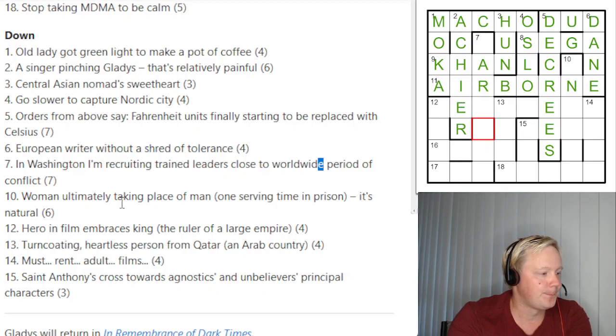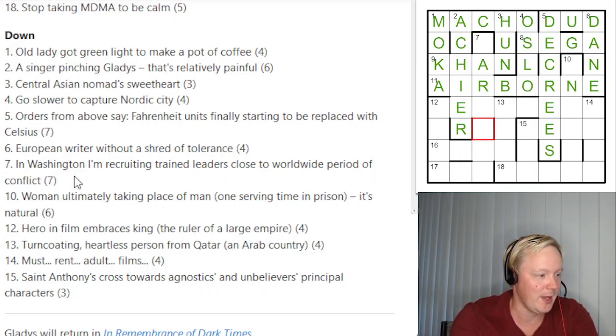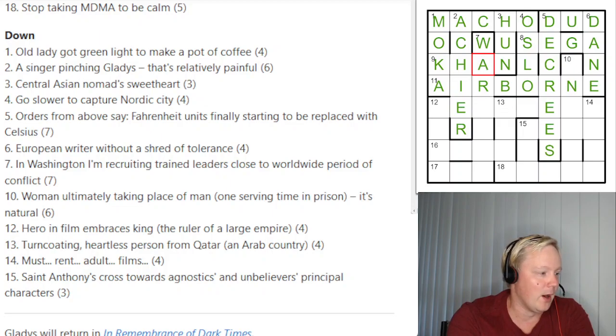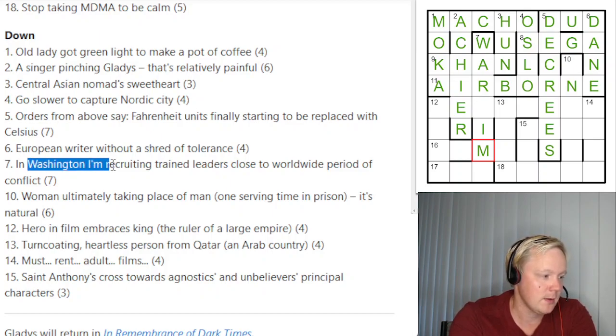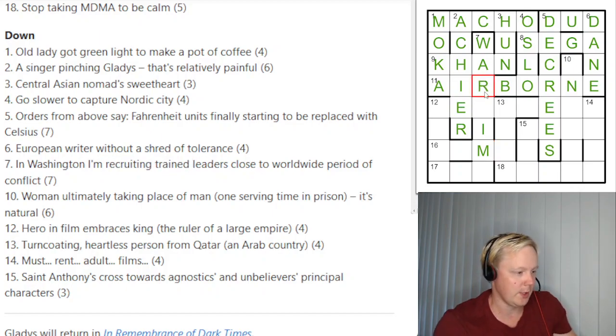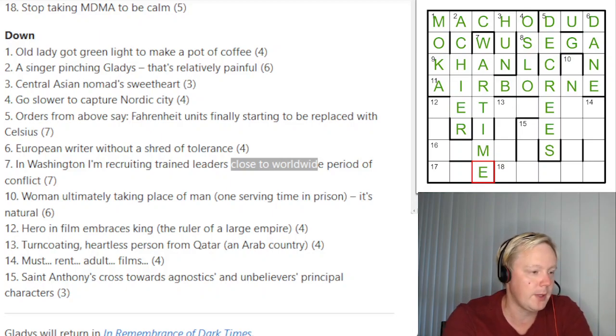Well, if you are, I'm actually struggling to parse this myself. I know the answer, but the answer is wartime. Period of conflict is wartime, so it's in Washington, WA. Right? WA is the standard abbreviation for the state of Washington. And then I'm. So Washington I'm is WA I am. Inside that, in these, leaders of these were. So recruiting trained leaders, RT. So R was this R here, and T is here. And close to worldwide is E. So that makes wartime, period of conflict.